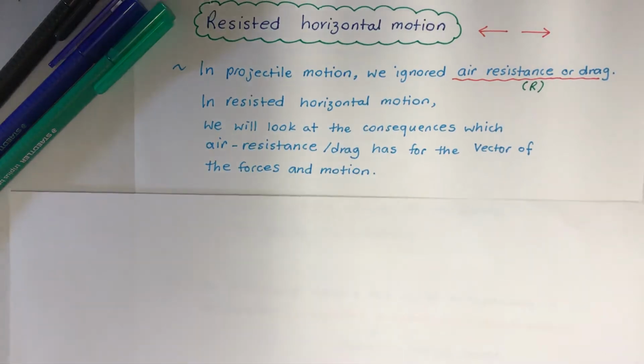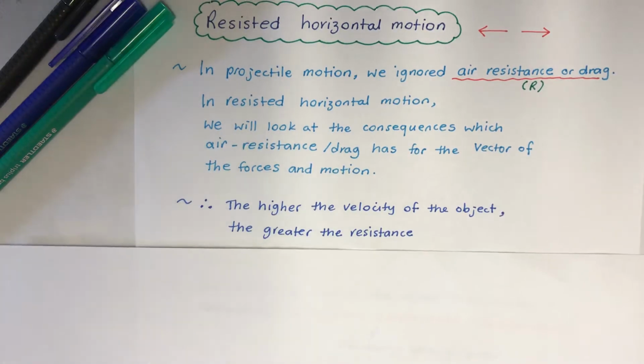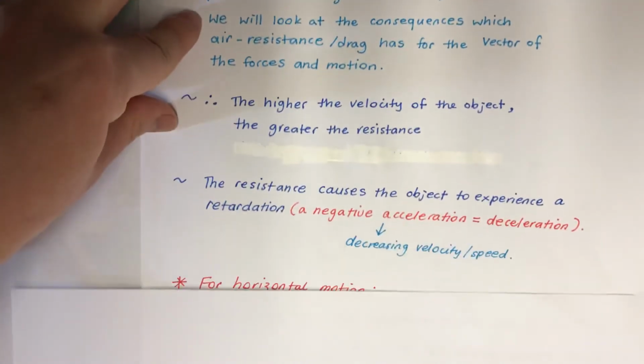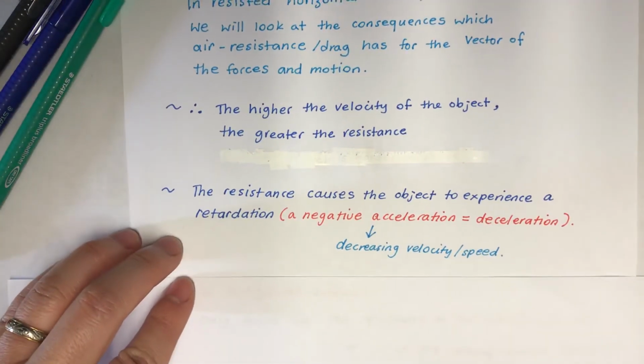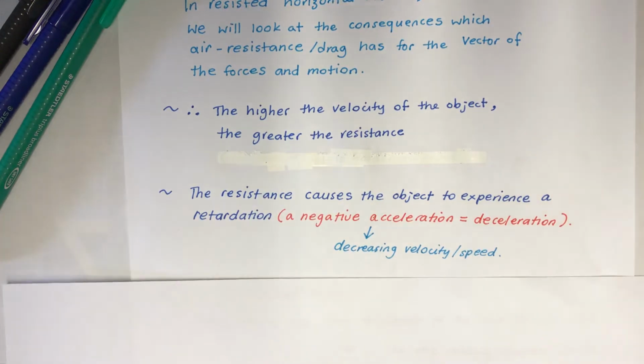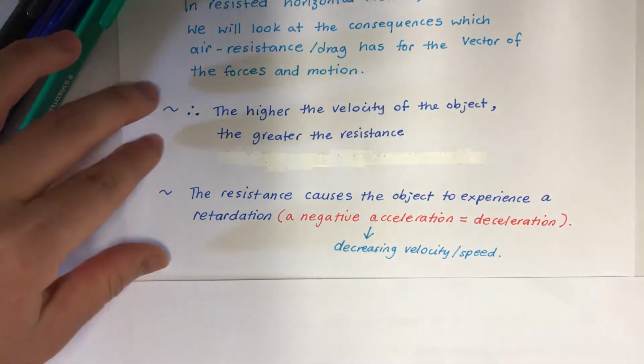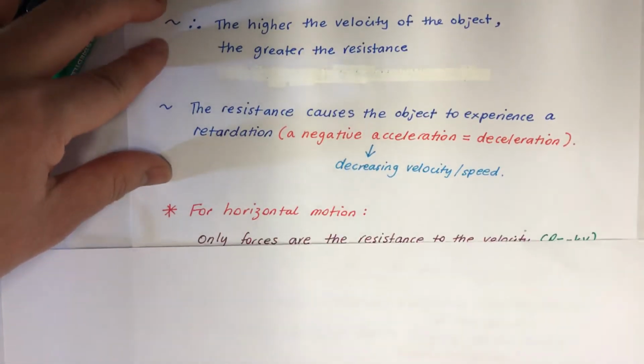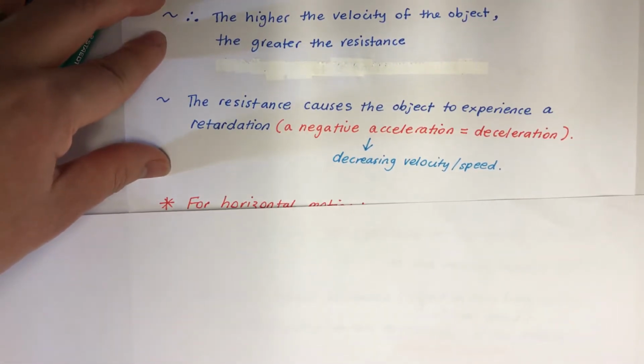forces and motion. Now what happens here? The higher the velocity of the object, the greater the resistance. So the faster the object moves, the harder it is to stop. Okay, so let's have a look at this. The resistance causes the object to experience a retardation, which means a negative acceleration, which they call deceleration. So it's like a decreasing velocity or speed. That's why you get the negative acceleration, because if it's increasing, it'll be positive acceleration.